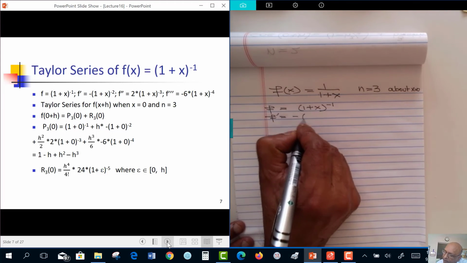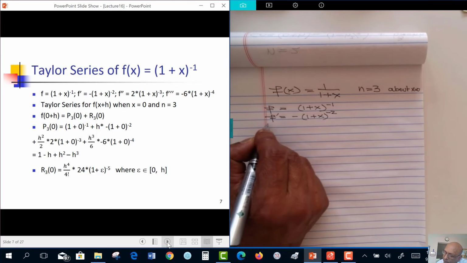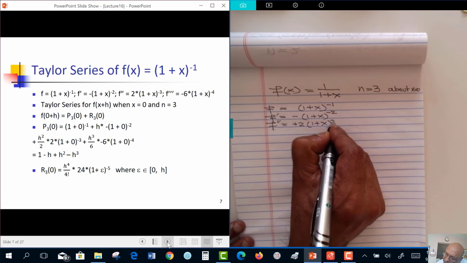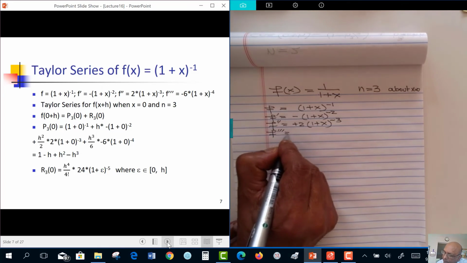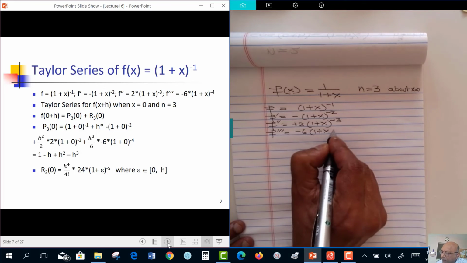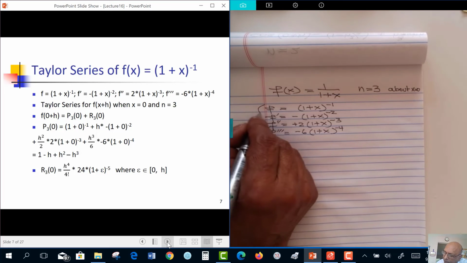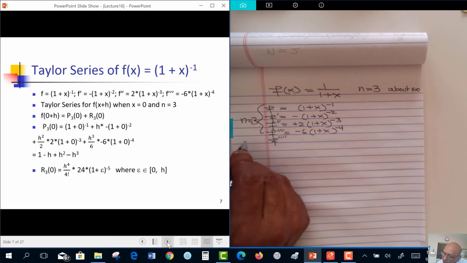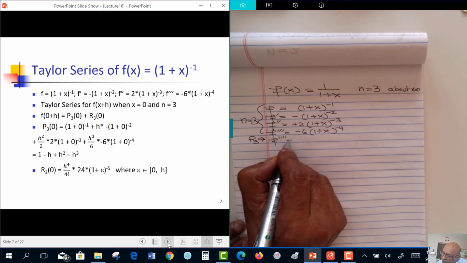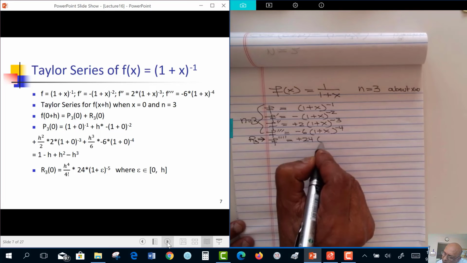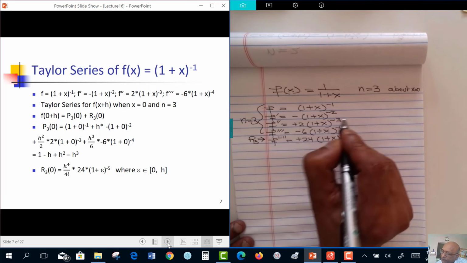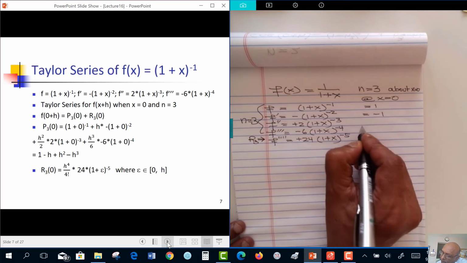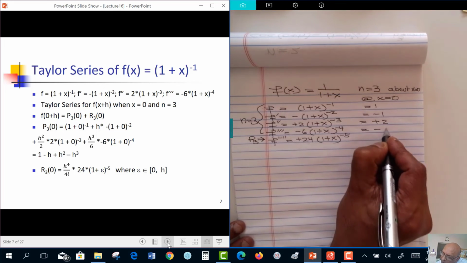So first derivative, minus 1 plus x to the minus 2. Second derivative, plus 2, 1 plus x to the minus 3. Third derivative, minus 6, 1 plus x to the minus 4. So this is what we need for our third degree polynomial, up to the third derivative. Then for R3, we will need the fourth derivative. So it'll become plus 24, 1 plus x to the minus 5. Okay, let's calculate this at x is equal to 0. So this is 1, minus 1, plus 2, minus 6.